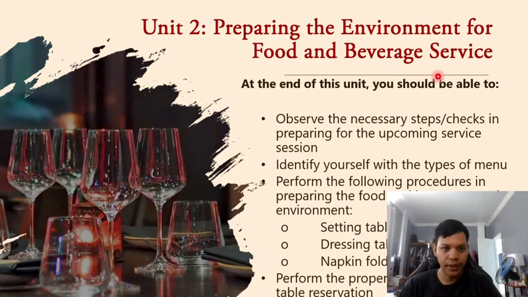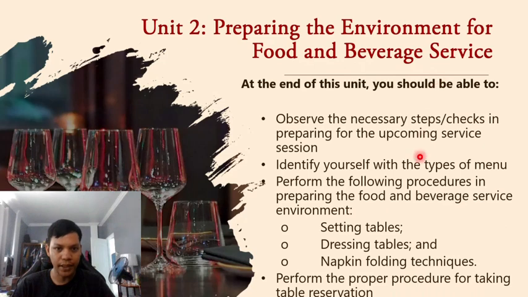So these are our objectives for this unit. You should be able to observe the necessary steps and checks in preparing for the upcoming service session. You will be able to identify the types of menu, and you will perform the following procedures in preparing the food and beverage service environment, which are setting tables, dressing tables, and napkin folding techniques. And also number 4, perform the proper procedure for taking table reservation.